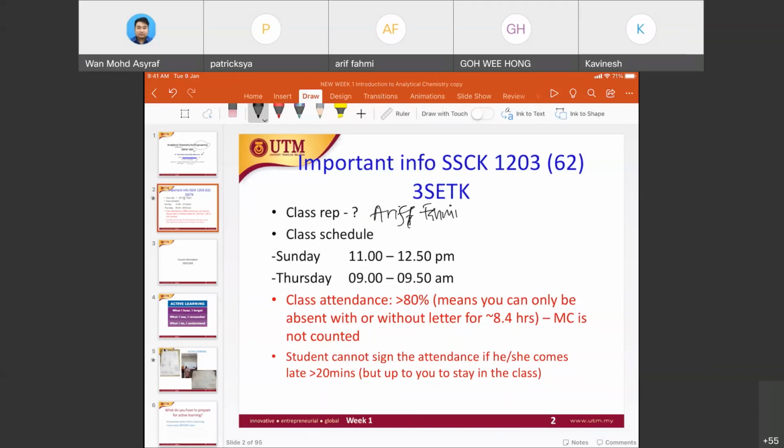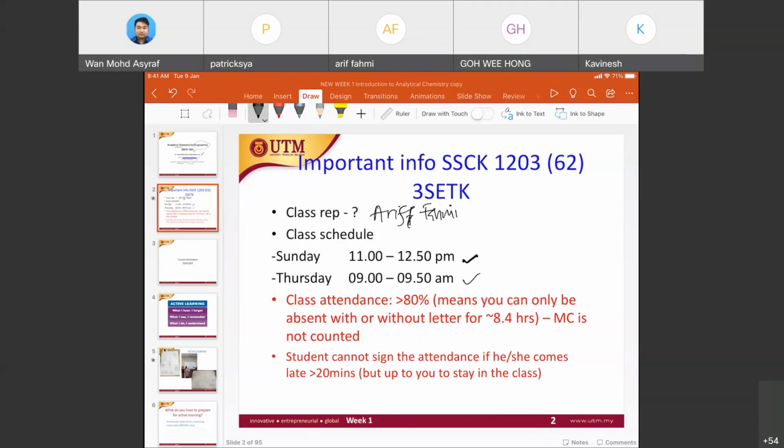Okay, so the class schedule, I want to confirm it again. The class schedule is going to be Sunday, today, 11 to 12:50, and also Thursday, 9 to 9:50. Is this correct in all of your timetables? Betul tak? Yes, betul. All right, thank you. So basically this is going to be the 3 hours of your lecture, but I'm not sure, sometimes one of the lectures might fall on a public holiday or maybe I can't make it to the lecture. So for some reason, maybe we will have a replacement class. So for that, maybe we will figure it out later on.